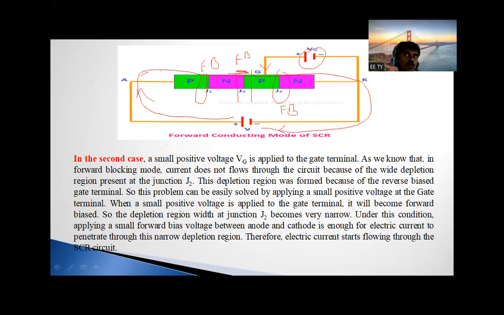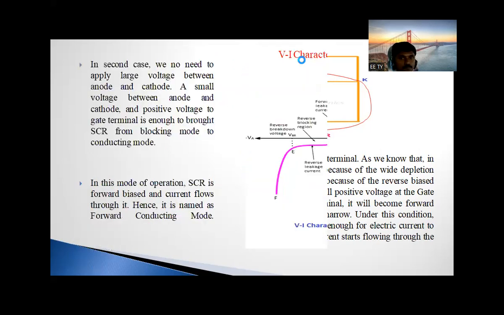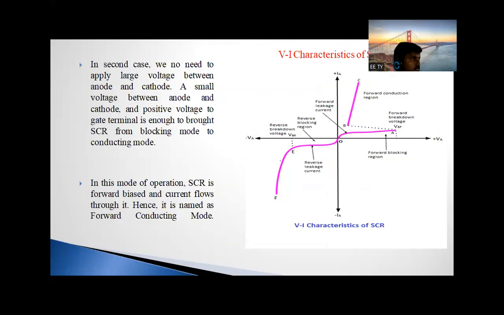And one more point here. Once this device is turned on, if you remove the gate circuit, there is no problem. The thyristor still remains in the turned on condition. But there is one small condition that I will explain later, in the next lecture. So once it is turned on, you can remove the gate circuit. I will also mention that point in the turn on methods of SCR.